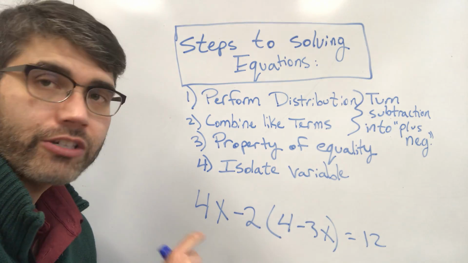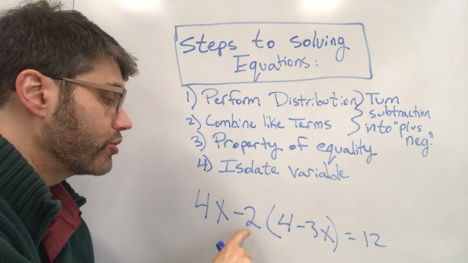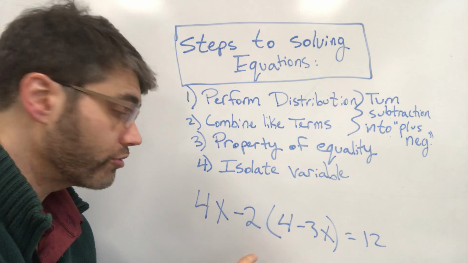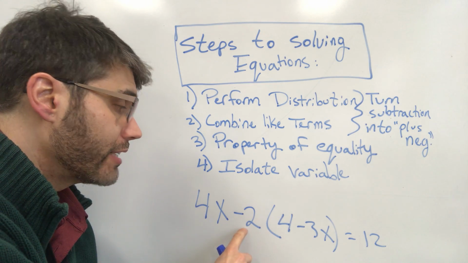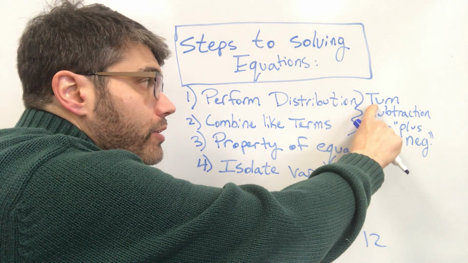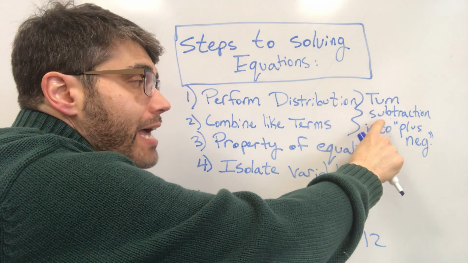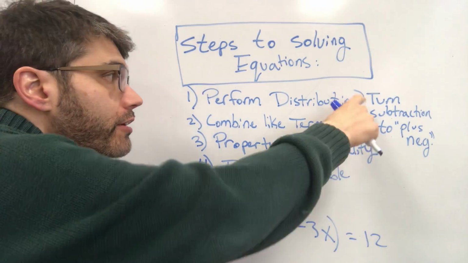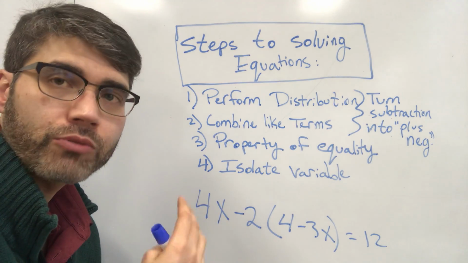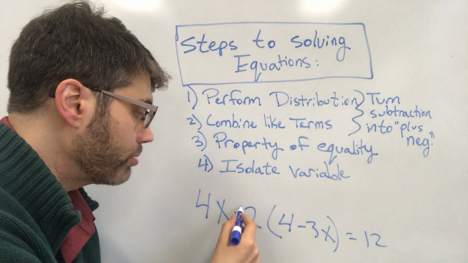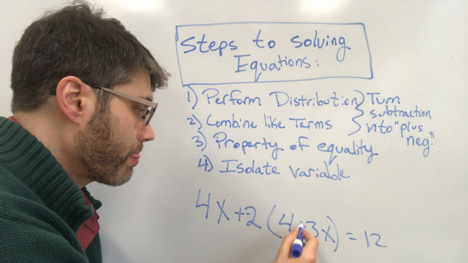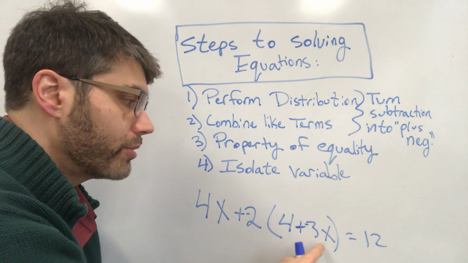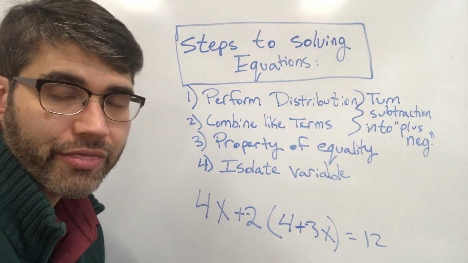So the first thing that you need to do is to distribute if there's anything to distribute. In this case, there is something to distribute. There's this -2, which is why I put this over here. Turn any subtraction into plus negatives. That should be part of this first step. Whenever you see a subtraction sign, make it into a plus negative. That reminds you that these are negative numbers that we're dealing with, so you don't forget their negativity.